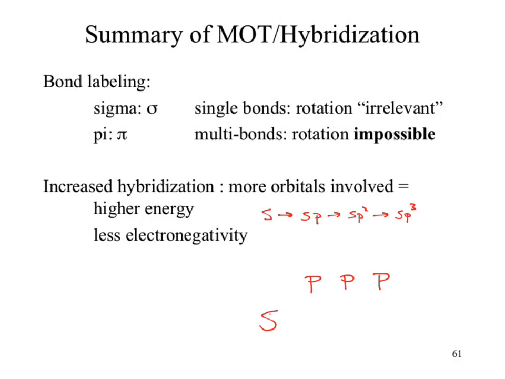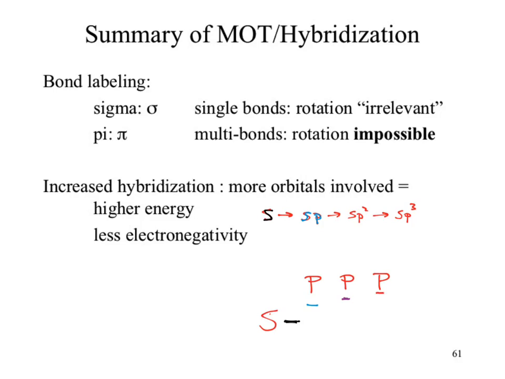We have more P character. So if I looked at just the S orbital, I would say it's probably right about there. If I looked at the SP, where would its energy be? A little bit higher. Why would it be higher? It's the average of those two orbitals. The next one, a little higher still, a little higher still.